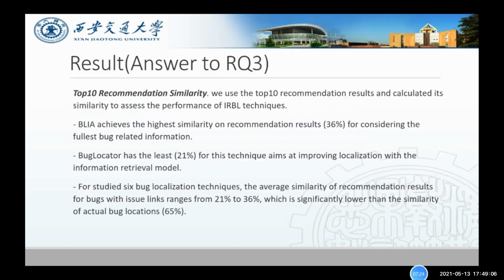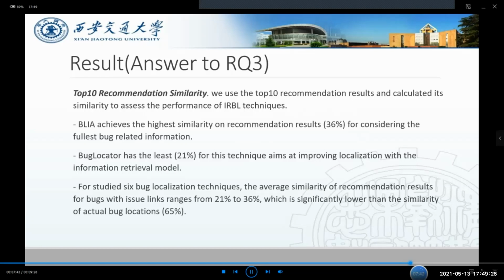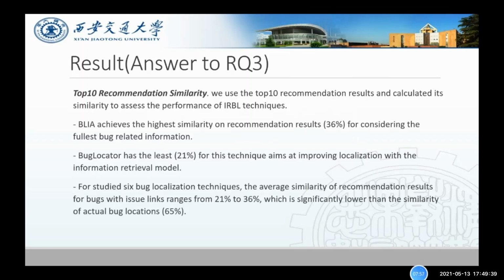And for question 3, we used the top 10 recommendation results and calculated their similarity to assess the performance of IRBL techniques, and found that for the six studied bug localization techniques, the average similarity of recommendation results for bugs with issue links ranges from 21% to 36%, which is significantly lower than the similarity of actual bug locations. It implies that all of the studied state-of-the-art techniques can be further improved with issue links.